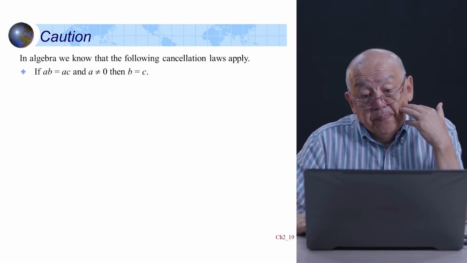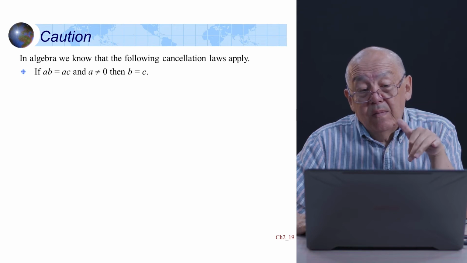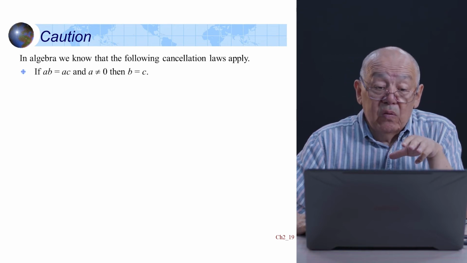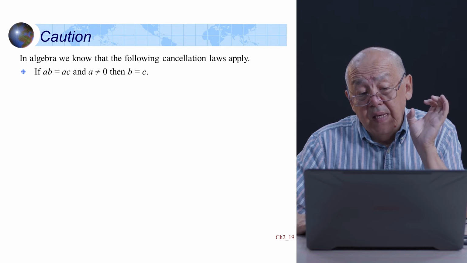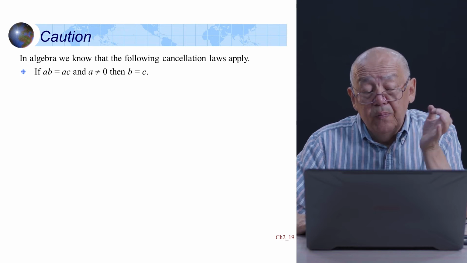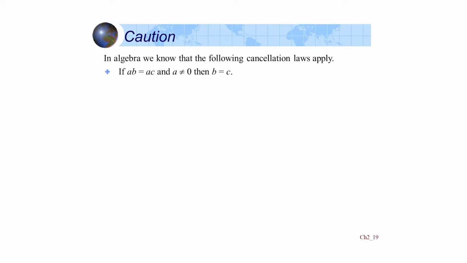Yeah, so you are used to calculating with numbers, applying some rules. The famous rule for numbers is the following: if you have the equality AB is equal to AC, and A is a non-zero number, then you can cancel and get that B is equal to C. But this rule doesn't work for matrices.